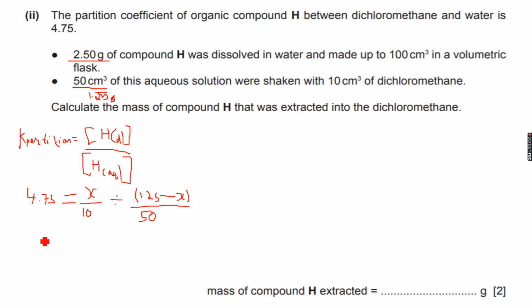I'm not doing the entire calculation, you can do it on your own, but when I do this on the calculator, X turns out to be 0.609 grams. This means that 0.609 grams of H was extracted into dichloromethane from water. So we are done with partition coefficient as well.